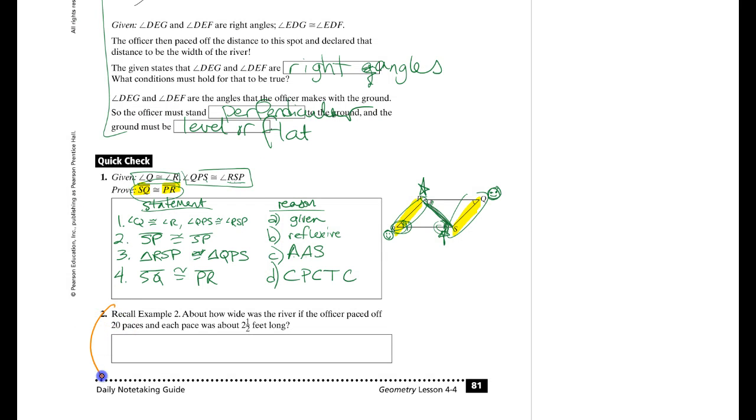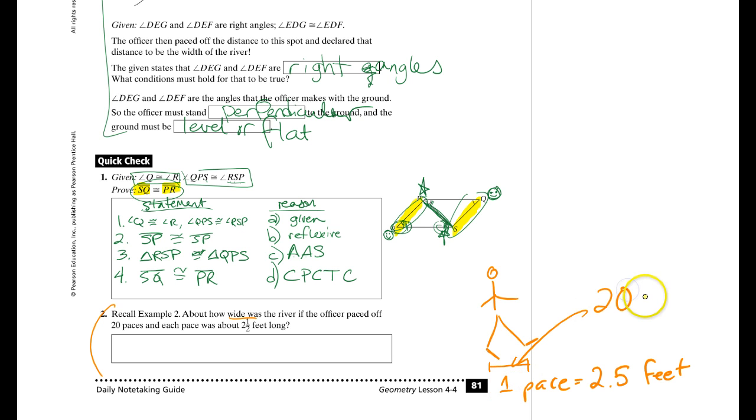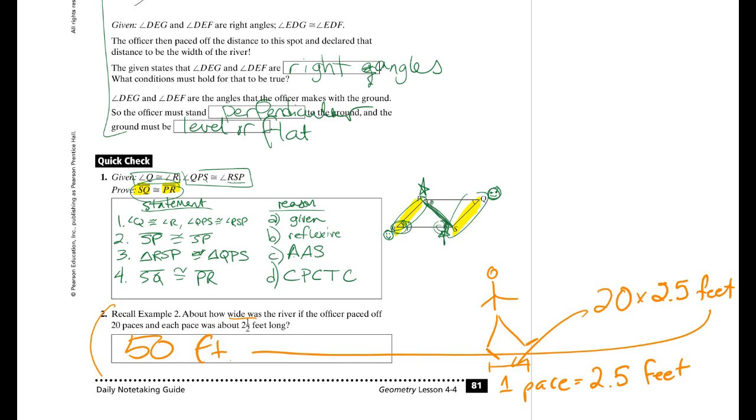Now they're asking for a little bit of math here on number 2. Recall our Napoleon example. How wide was the river if the officer paced off 20 paces and each pace was 2.5 feet long? So that means the guy's walking along, and every time he moves from one foot to the next, that's one pace, but each one equals 2.5 feet. So if he had 20 of these, then we need to multiply that by 2.5 feet, and we get an answer of 50 feet. Done.